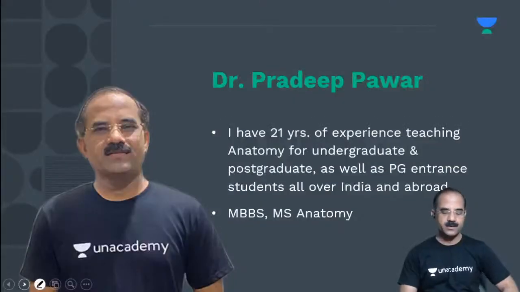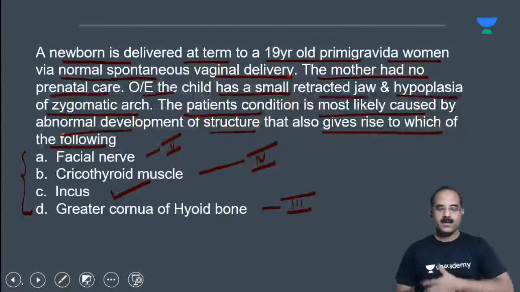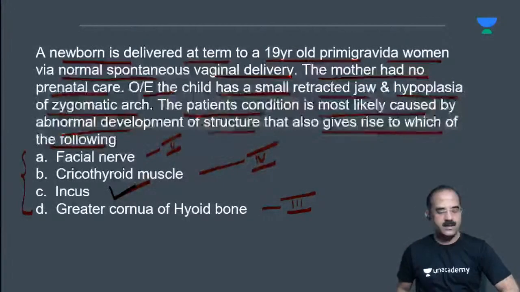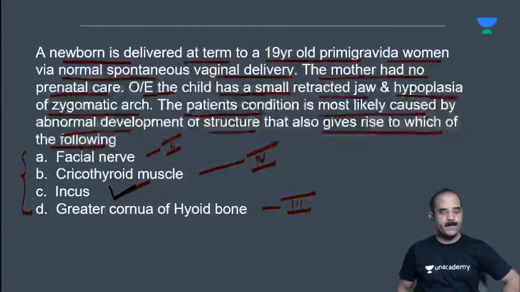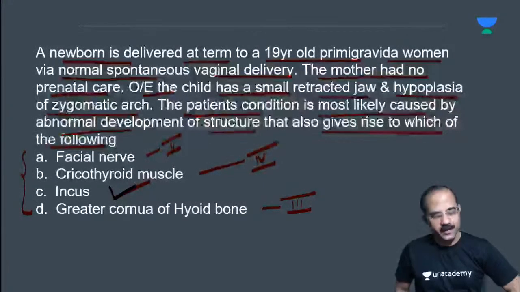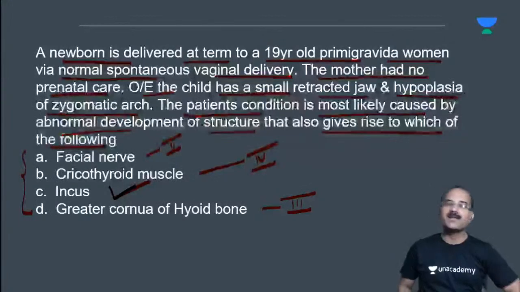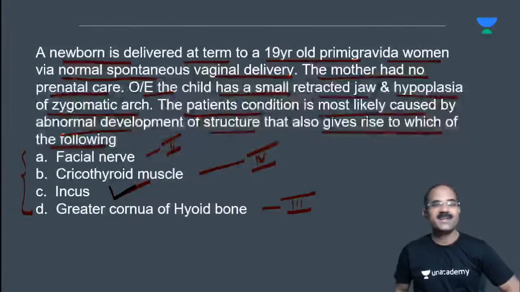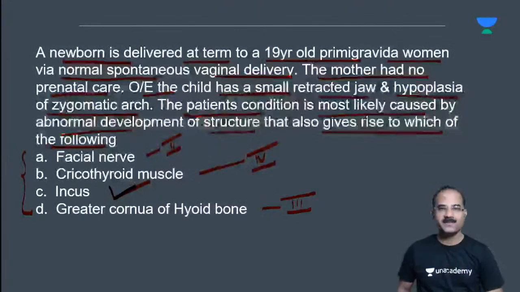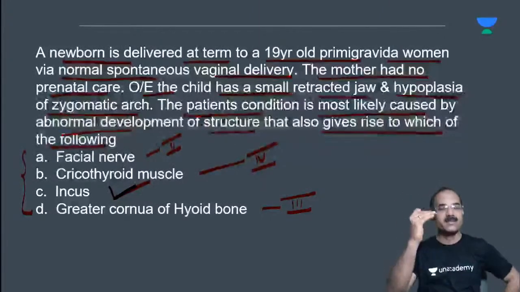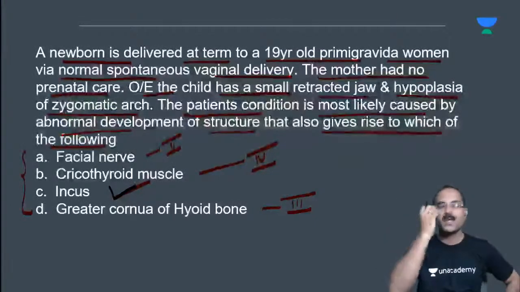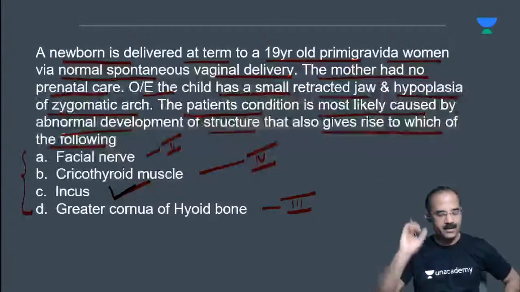See the MCQ here. So the answer is incus. The incus is also derived from the first pharyngeal arch. Fine. Okay. Tensor palati and tensor tympani. Very good. The tensor palati and tensor tympani are also derived from the first pharyngeal arch, and they are supplied by the trunk of the mandibular nerve through the nerve to medial pterygoid.